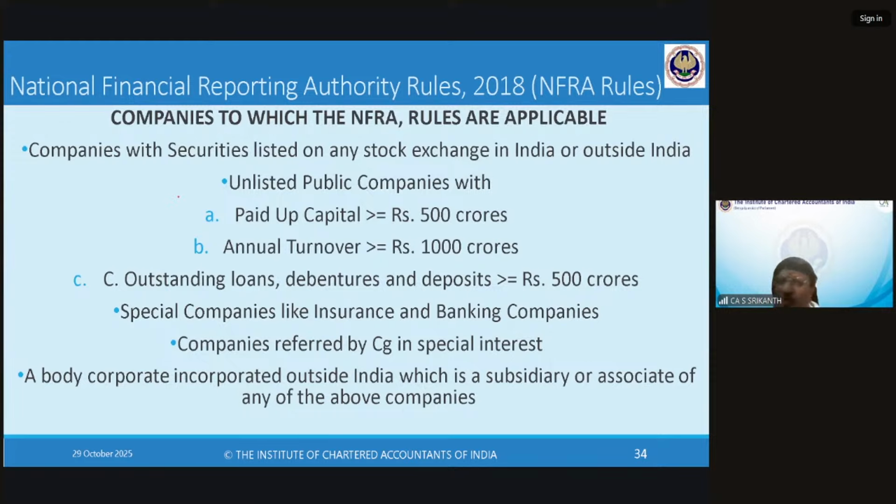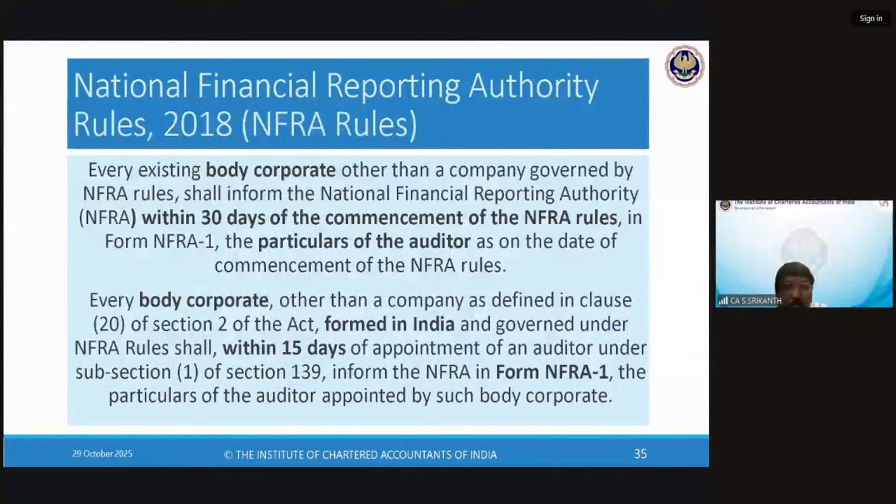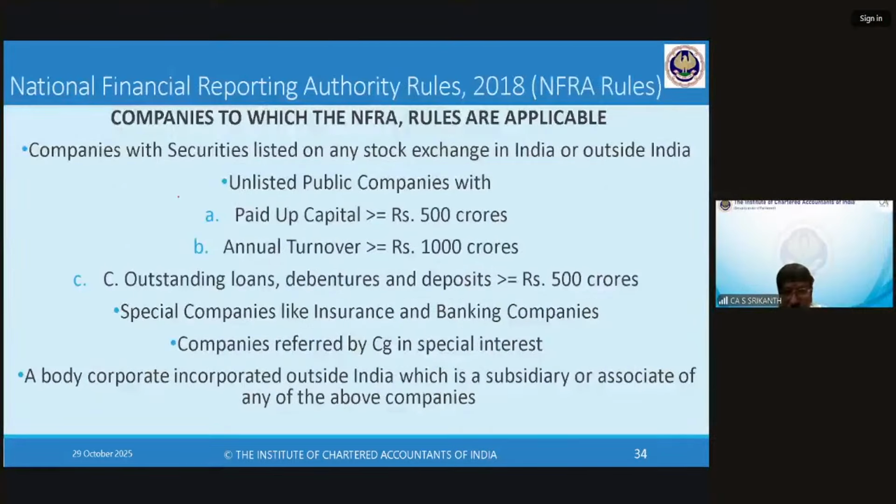Companies with securities listed, we already saw this. All listed companies, unlisted public companies with paid up capital greater than or equal to 500 crores, annual turnover greater than or equal to 1,000 crores, outstanding loans, etc., greater than or equal to 500 crores. They are all coming under NFRA. Special companies like insurance and banking companies, companies referred by CG in special interest, a body corporate incorporated outside India, which is subsidiary associate of any of the above. For that, there is a condition also we saw.